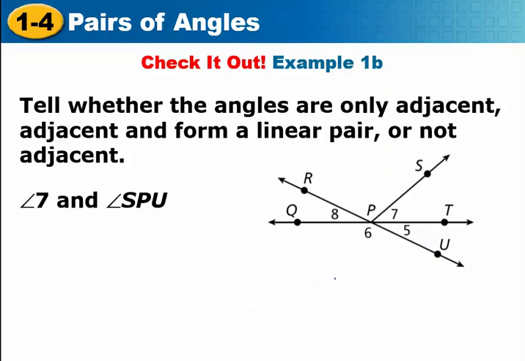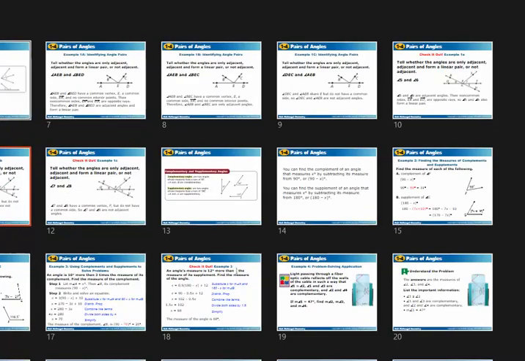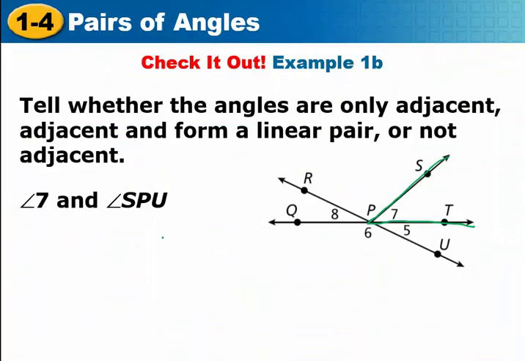Okay, here's another one to try. Angle 7 and angle SPU. Find those two angles and decide whether they're adjacent only, adjacent and a linear pair, or not adjacent at all. So here's angle 7, and angle SPU. Here's angle SPU.